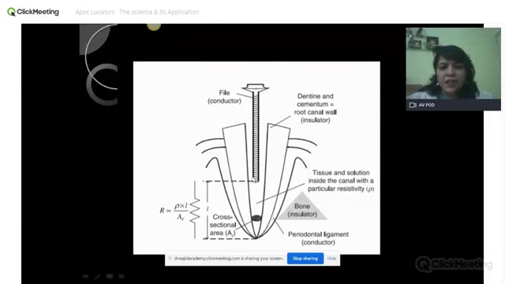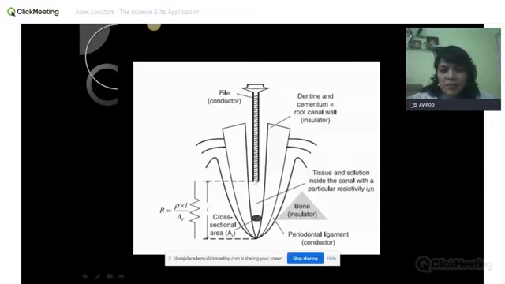Now, whatever you saw in the basic electrical circuit, let us try and apply in this particular diagram. The file, which is a good conductor of electricity, is attached to the electronic Apex Locator. The lip clip of the electronic Apex Locator is engaged on the lip of the patient, the oral mucous membrane. This is slowly and steadily advanced into the tooth. Now, what is the hard structure of the tooth? It is dentine and cementum, which is an insulator. The bone again, which is an insulator.